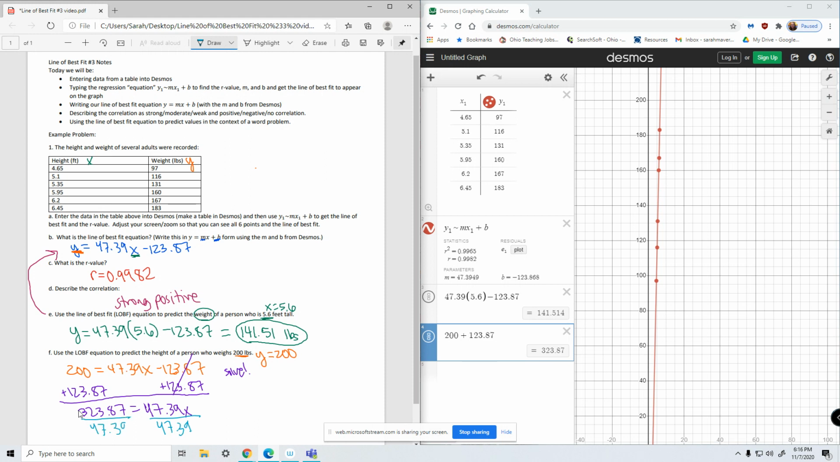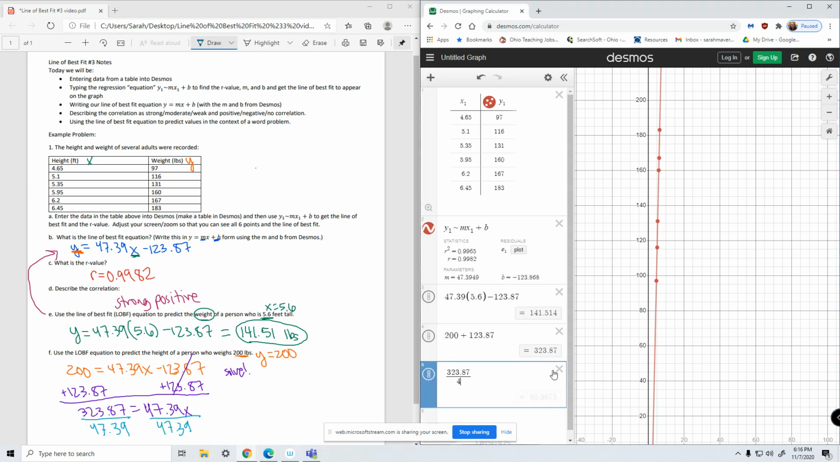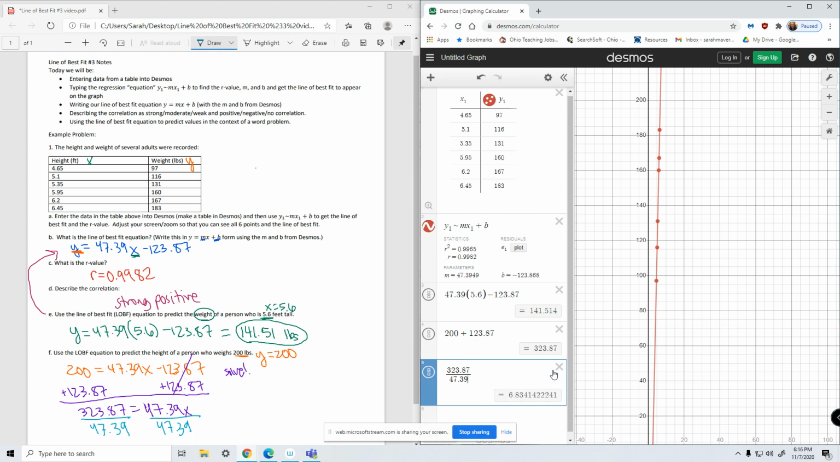And I would definitely use Desmos to help me with that because dividing decimals can be a little crazy to do in your head. Once again, we can round that. When I round that to 2 decimal places, I get 6.83. So x equals 6.83, but 6.83 what? They want us to find the height. Height is being measured in feet. So this is a pretty tall person. This person is 6.83 feet tall, so close to 7 feet tall.